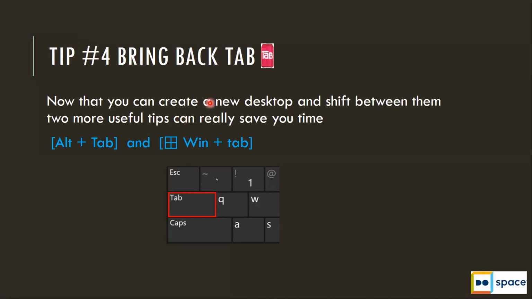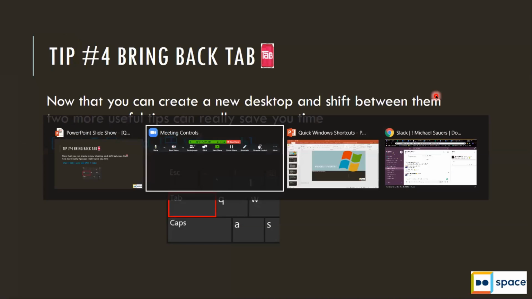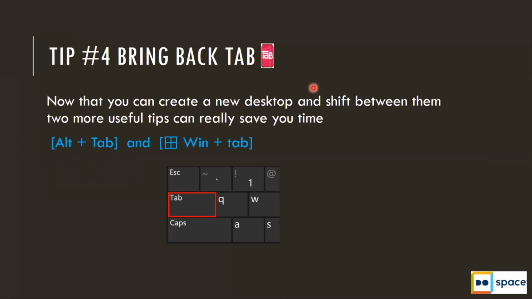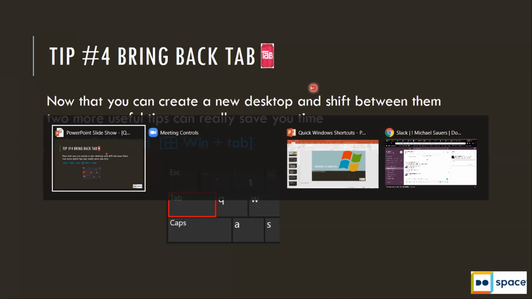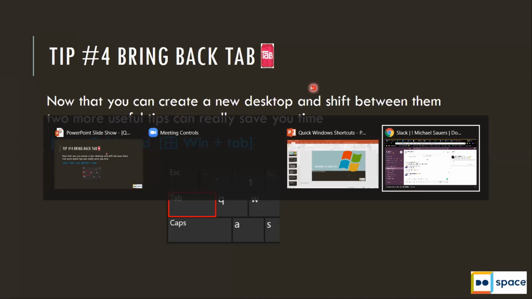This next tip is another tip featuring Tab, and it is a tip just to navigate between applications on your current desktop. And that is simply the Alt key and the Tab key. As you can see here, I'm actually going to utilize it. Just by pressing Alt and Tab, I can see every single thing that's running on this current desktop. I've got a little Slack menu up, and I've got PowerPoint, and I have my Zoom.